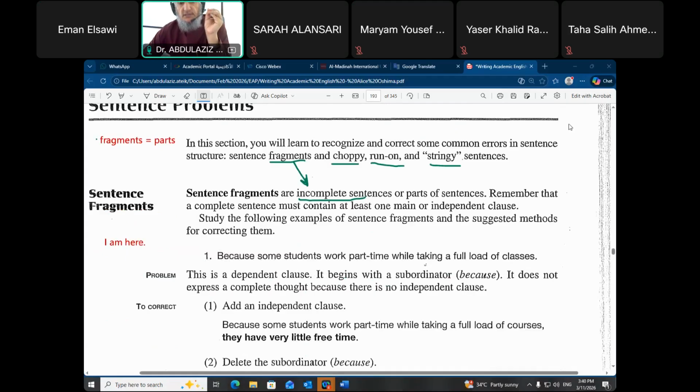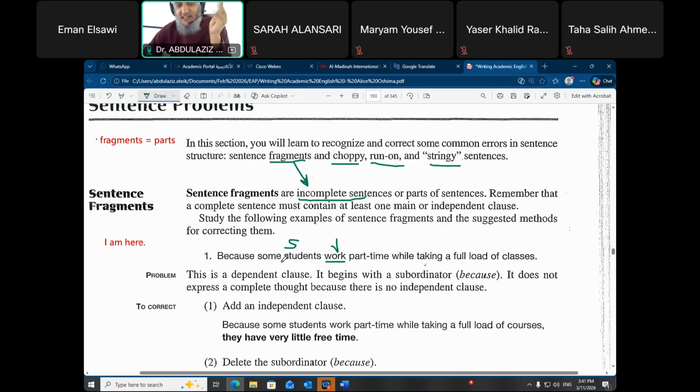Why is it a fragment? Because it's an incomplete sentence. It has a subject and a verb, but the meaning is not complete. I ask you, is it an independent or a dependent clause? It has a subject and verb. Is it dependent or independent? Independent.